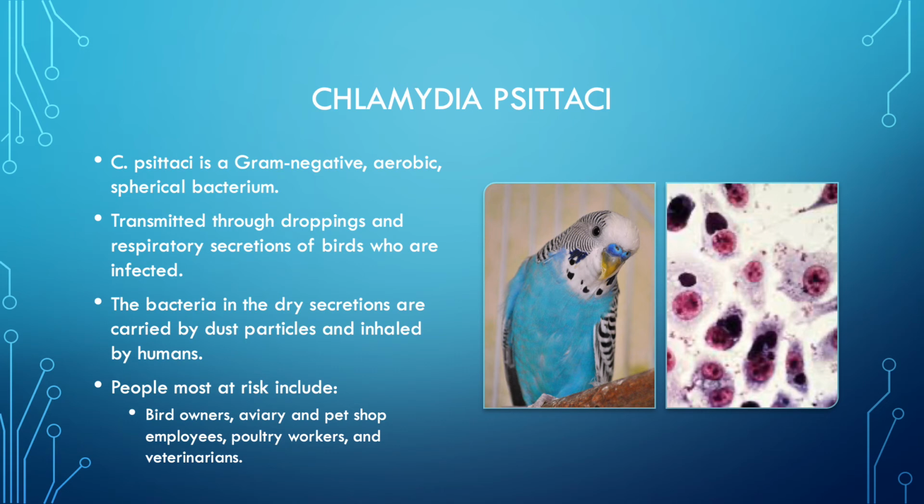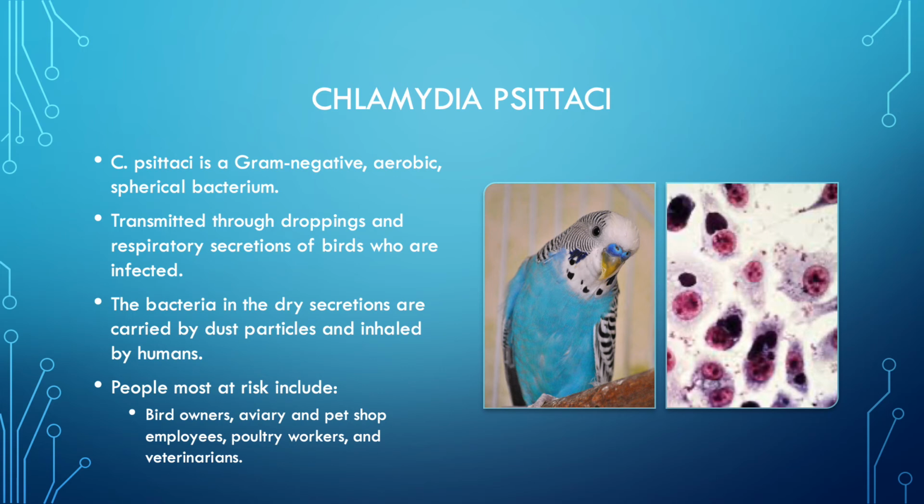Chlamydia psittaci is a gram-negative aerobic spherical bacterium that most commonly infects birds, and it is known to cause mild illness in humans called psittacosis and can also cause atypical pneumonia. This bacterium generally infects people who are exposed to birds who carry this pathogen. Infected birds do not always show signs of disease or seem sick, but they are capable of infecting humans regardless.